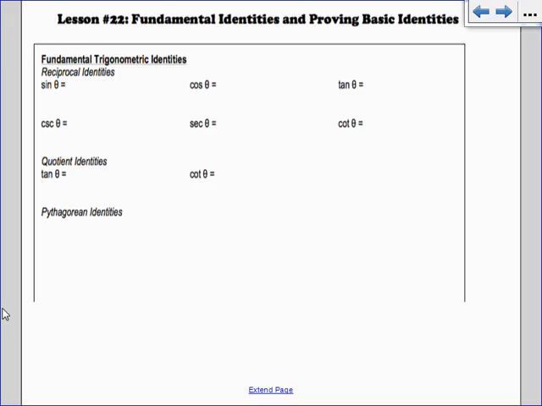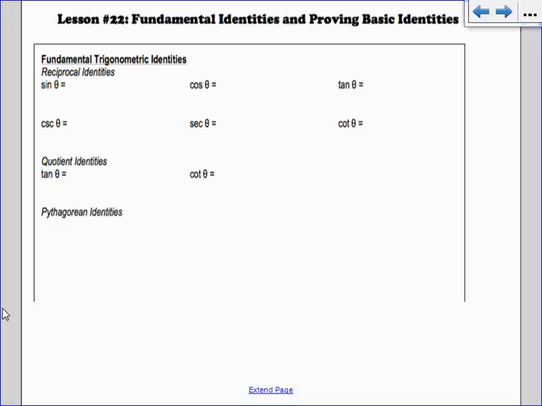Okay, lesson 22 is on fundamental identities and proving basic identities. When you think about different subjects, for instance geometry, a lot of people remember proofs from geometry. When you think about precalculus, the thing that people remember are identities.